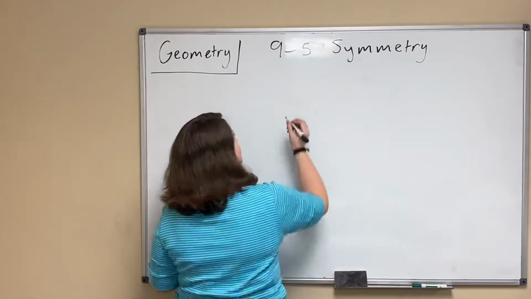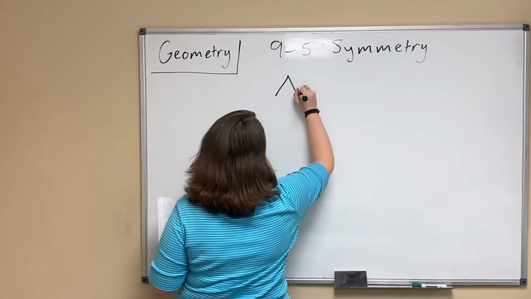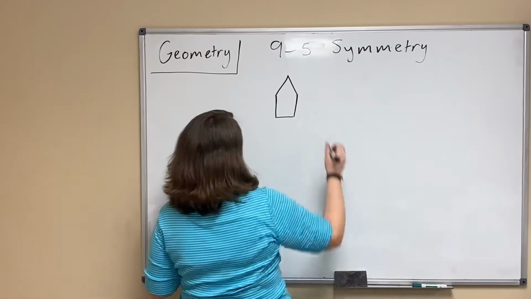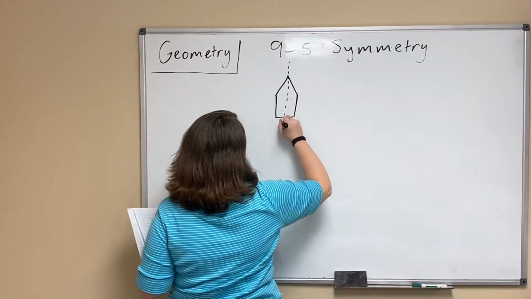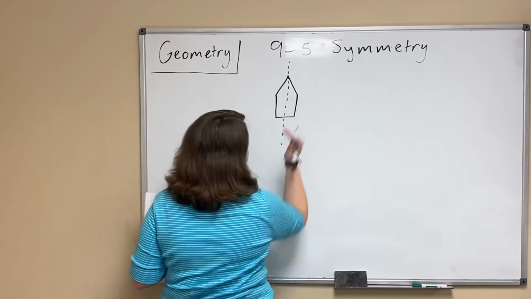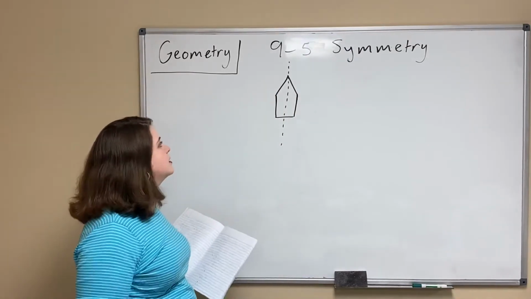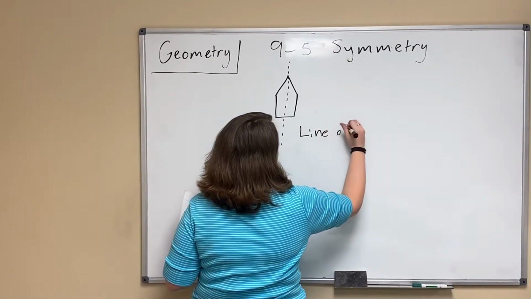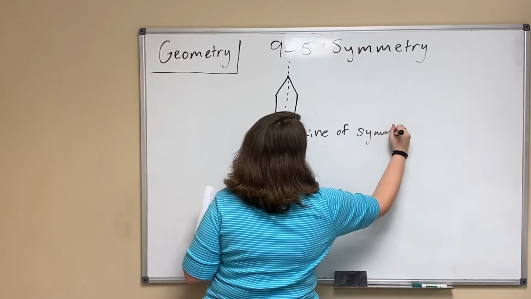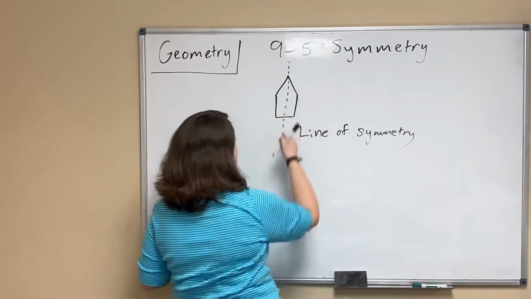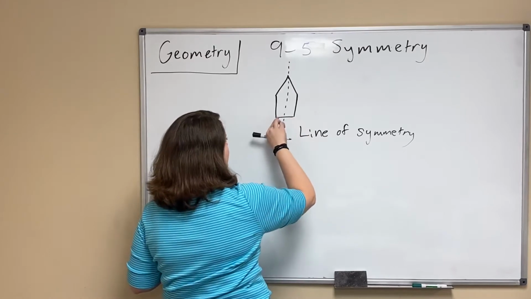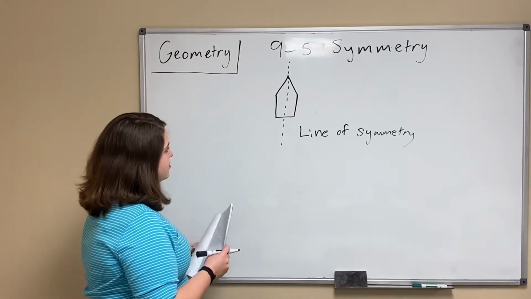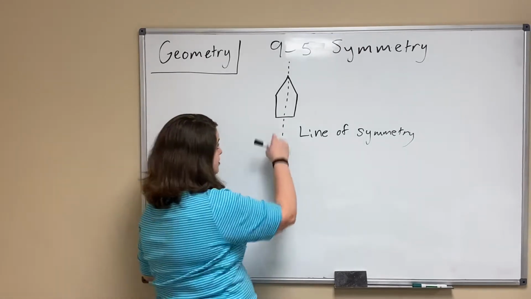So for example, if I drew a nice pentagon and then I put a line through it right here, then this side would fold exactly onto that side. This line that I drew in the middle is called a line of symmetry, because it's a line that if I folded this over would make it folded exactly onto itself. It would map the figure onto itself. So this is a line of symmetry.